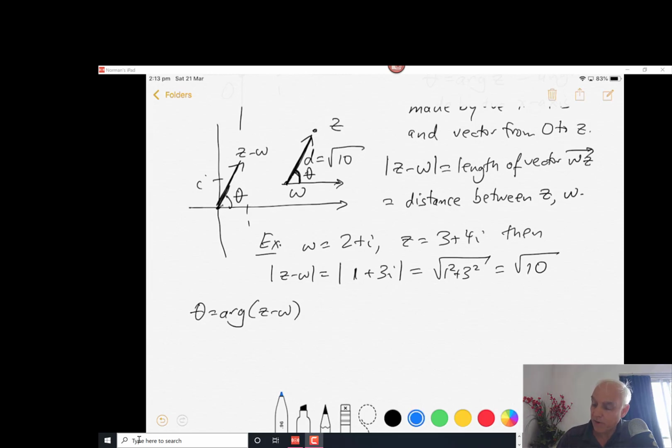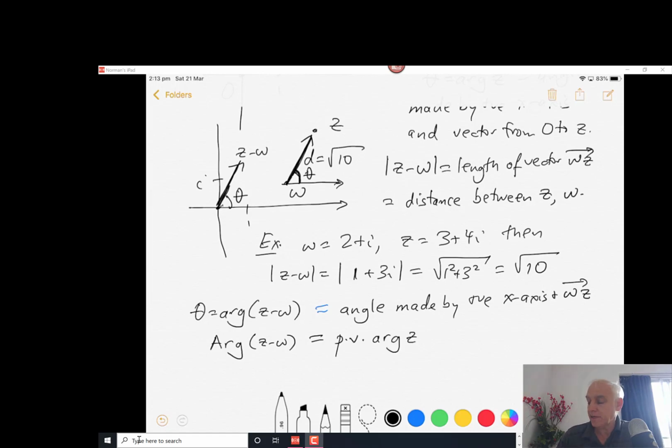Okay, so we can describe this as being the angle made by the positive x-axis and the vector from W to Z. And I also remind you that capital Arg of Z minus W, the principal value (sometimes PV) of the argument, is by definition always in the range minus pi less than Arg of Z minus W, less than or equal to pi.